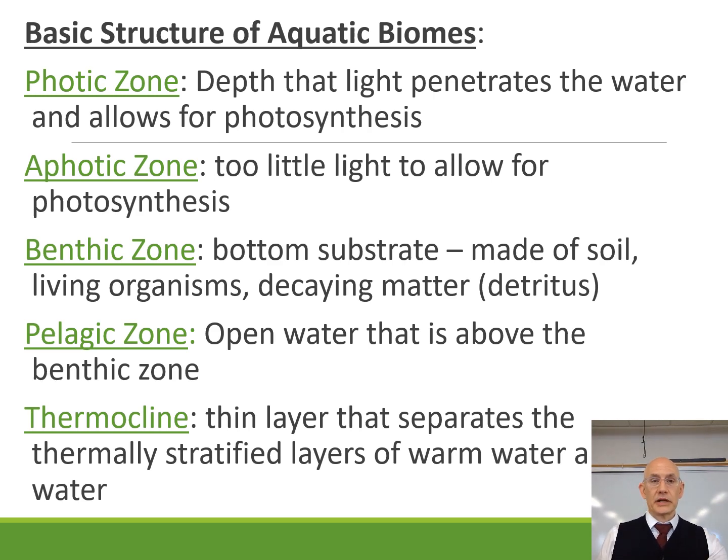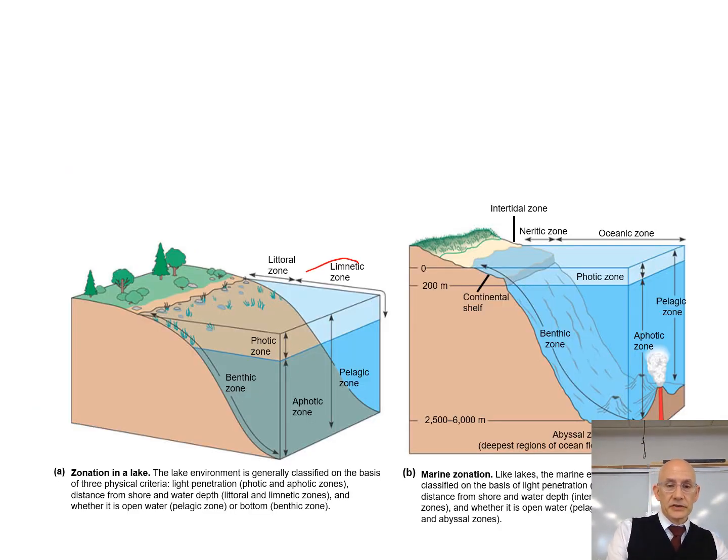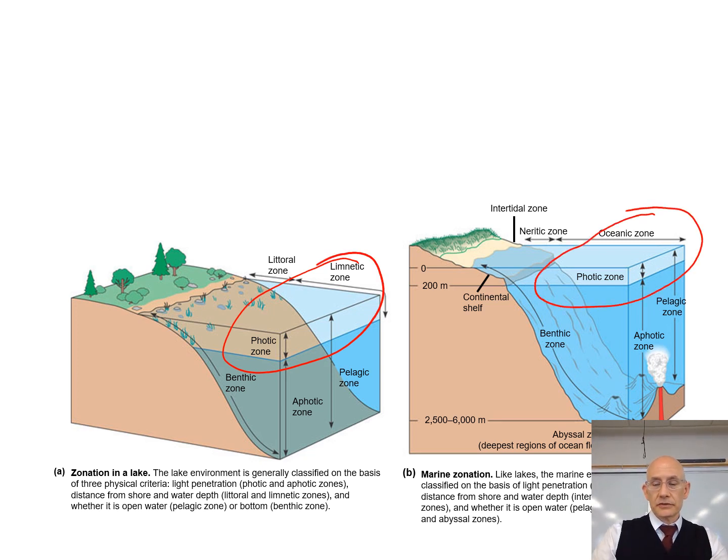And then you have that thermocline again. So your pelagic zone in the lake is here, that's called the limnetic zone. In the oceanic zone or the pelagic zone, it's out there. So it's basically where the photic zone and the benthic zone stop interacting.